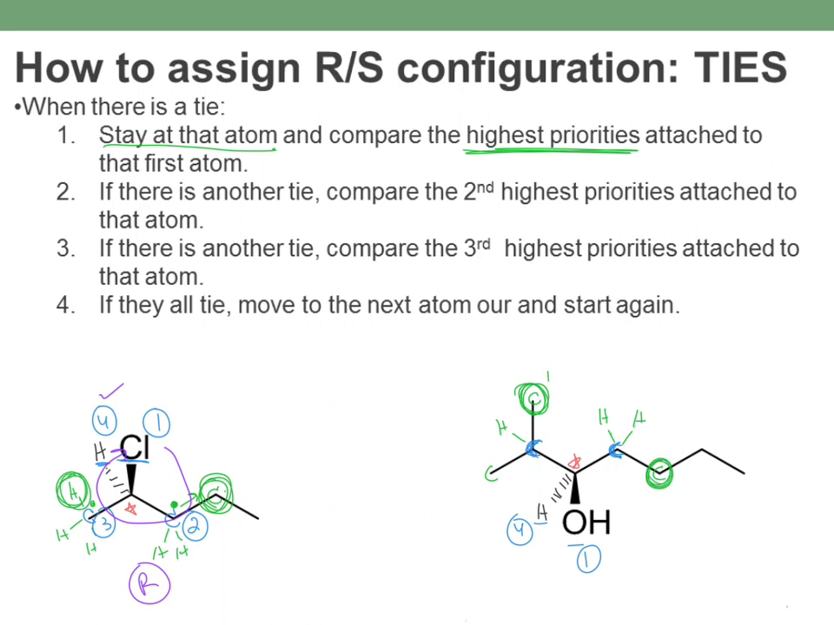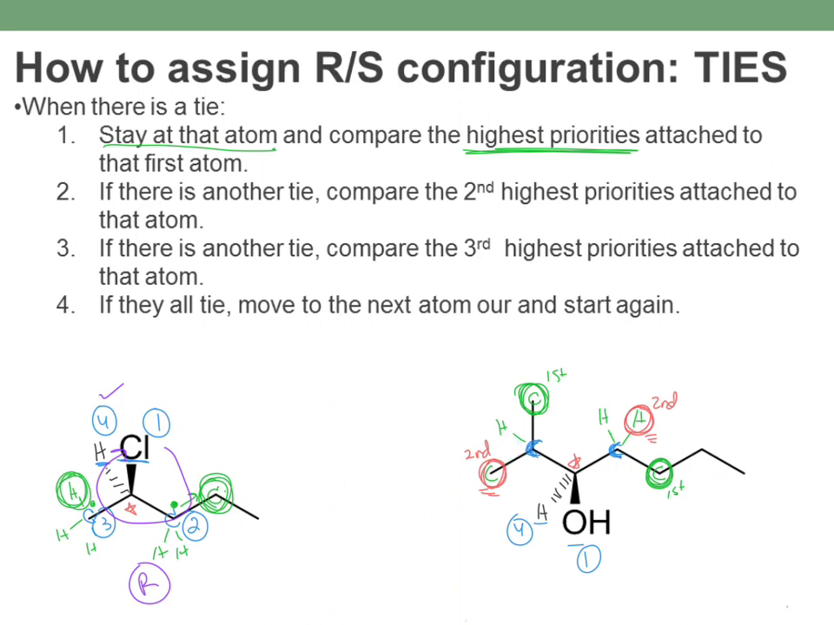So that's its highest priority group on those blue carbons. That's a tie. So what I'm saying here is that now I have to go to the second highest priority. And so for the left-hand carbon, the second highest priority group is a carbon. And on the carbon on the right, the second highest priority group is a hydrogen. And that's enough for me to break the tie. This carbon beats this hydrogen. So therefore, this group on the left, sorry, that's a 3.